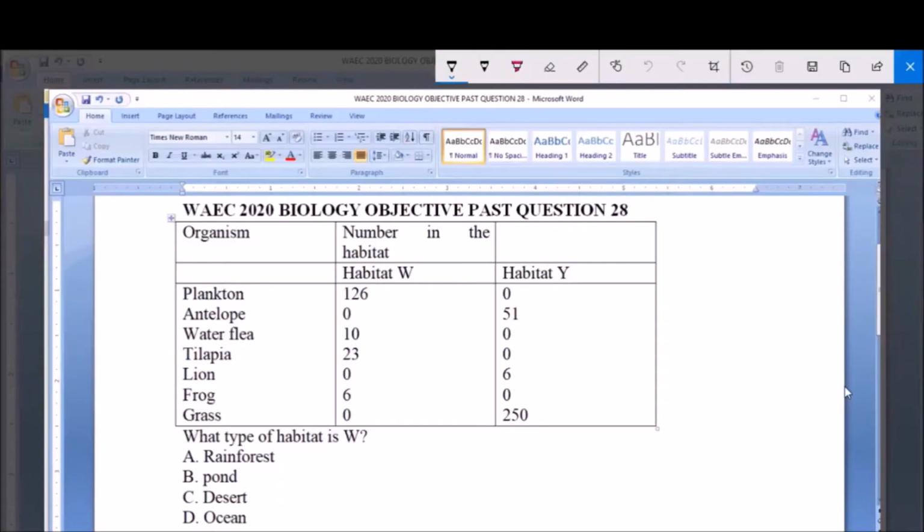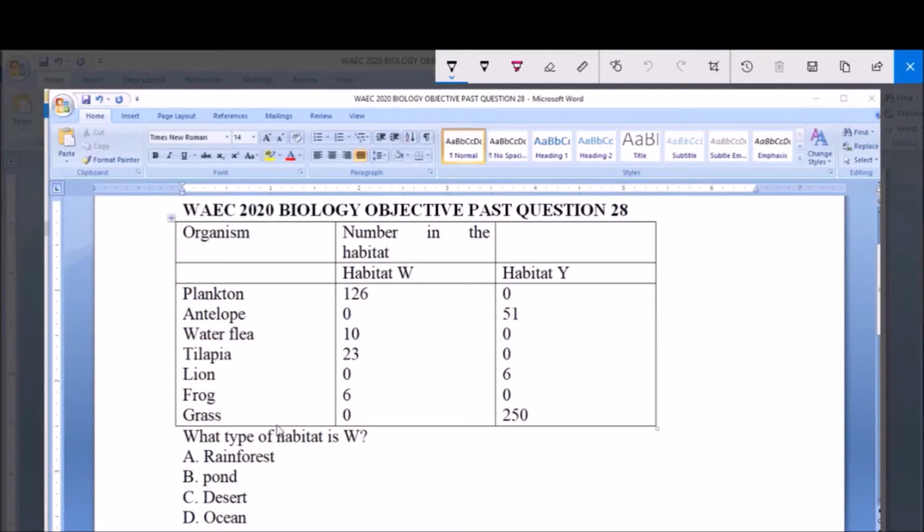Biology objective past question 28. So you have a table here displaying some organisms and their number in two different habitats. So you have those organisms and their population displayed in habitats W and Y. Now, what type of habitat is W from the table? A, rainforest; B, pond; C, desert; D, ocean.